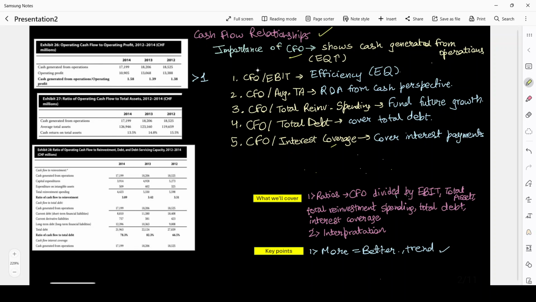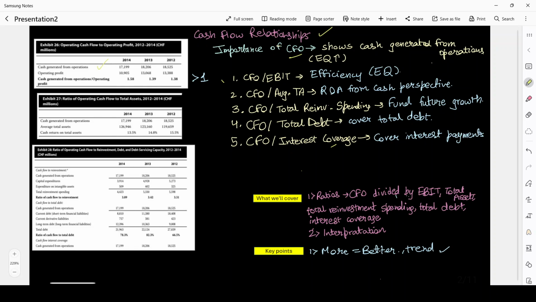So here we will go through few ratios related to CFO. So the first one is cash flow from operations divided by EBIT. It shows efficiency and it also shows earning quality. CFO should be greater than EBIT for the firm to have a good earning quality. By earning quality, we mean persistence or the lesser proportion of accruals in the EBIT.